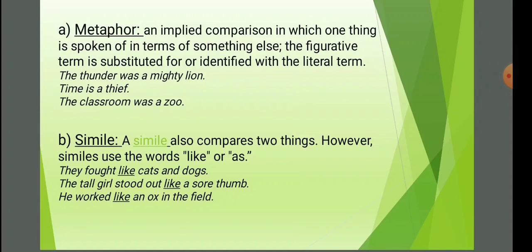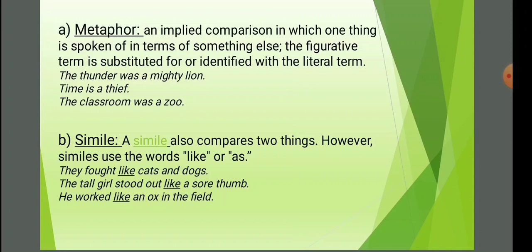You can see the example: the thunder was a mighty lion. It means thunder is compared with the power of a lion. Another example: time is a thief. Actually, time is not a thief, but here, metaphor compares time with a thief.